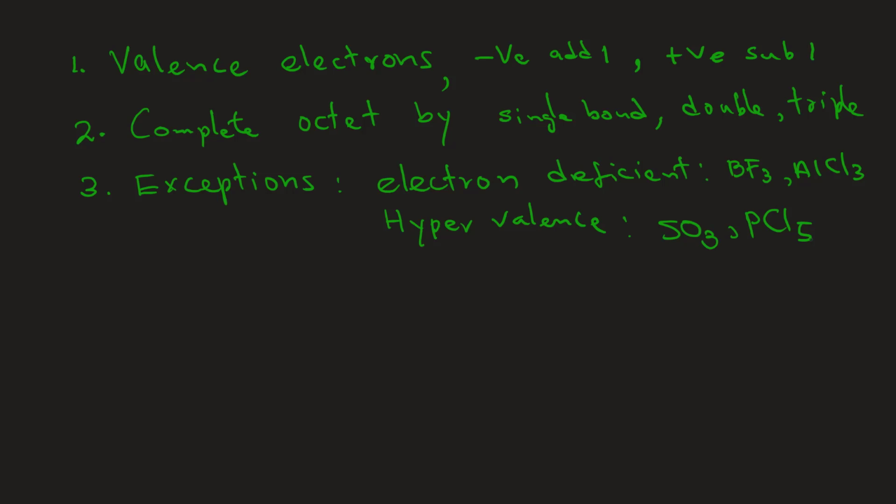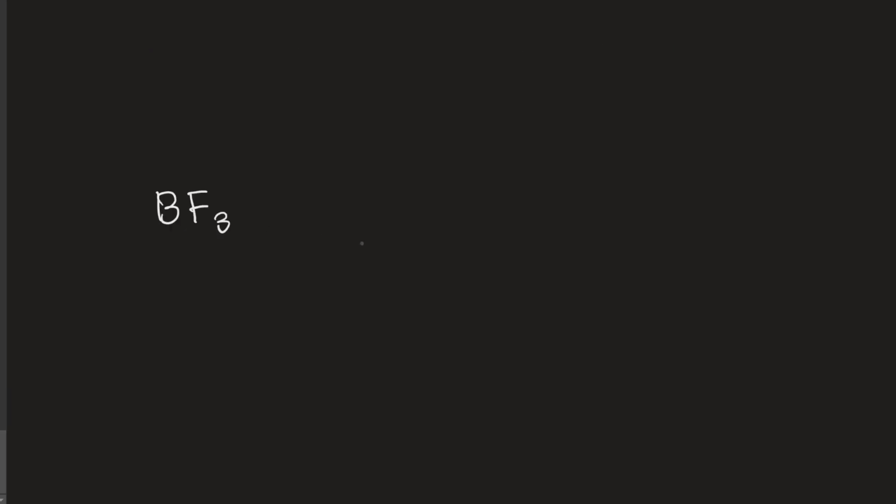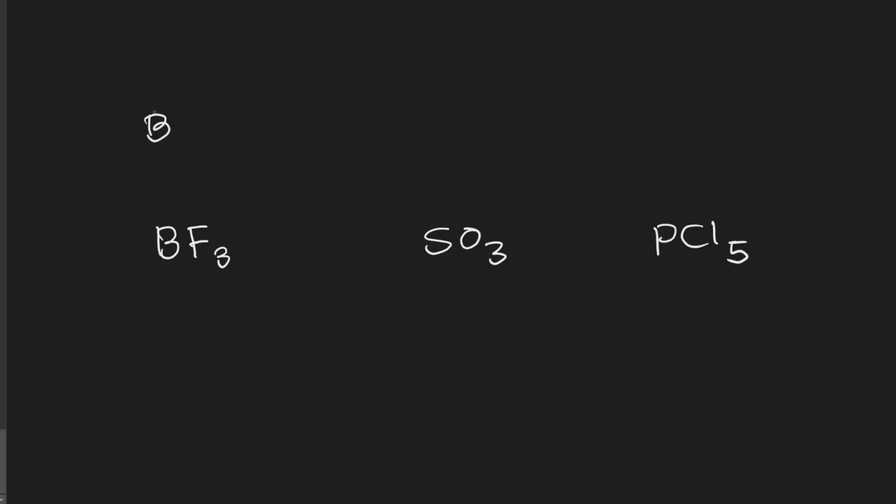Now at the beginning of these videos, I told you exceptions will be shown. So electron deficient BF3, let's look at that one. Also we're going to talk about SO3 for the hypervalency, and also PCl5 for the hypervalency. Only just a few examples, right? Any other questions you can send in, and we'll try to do that.